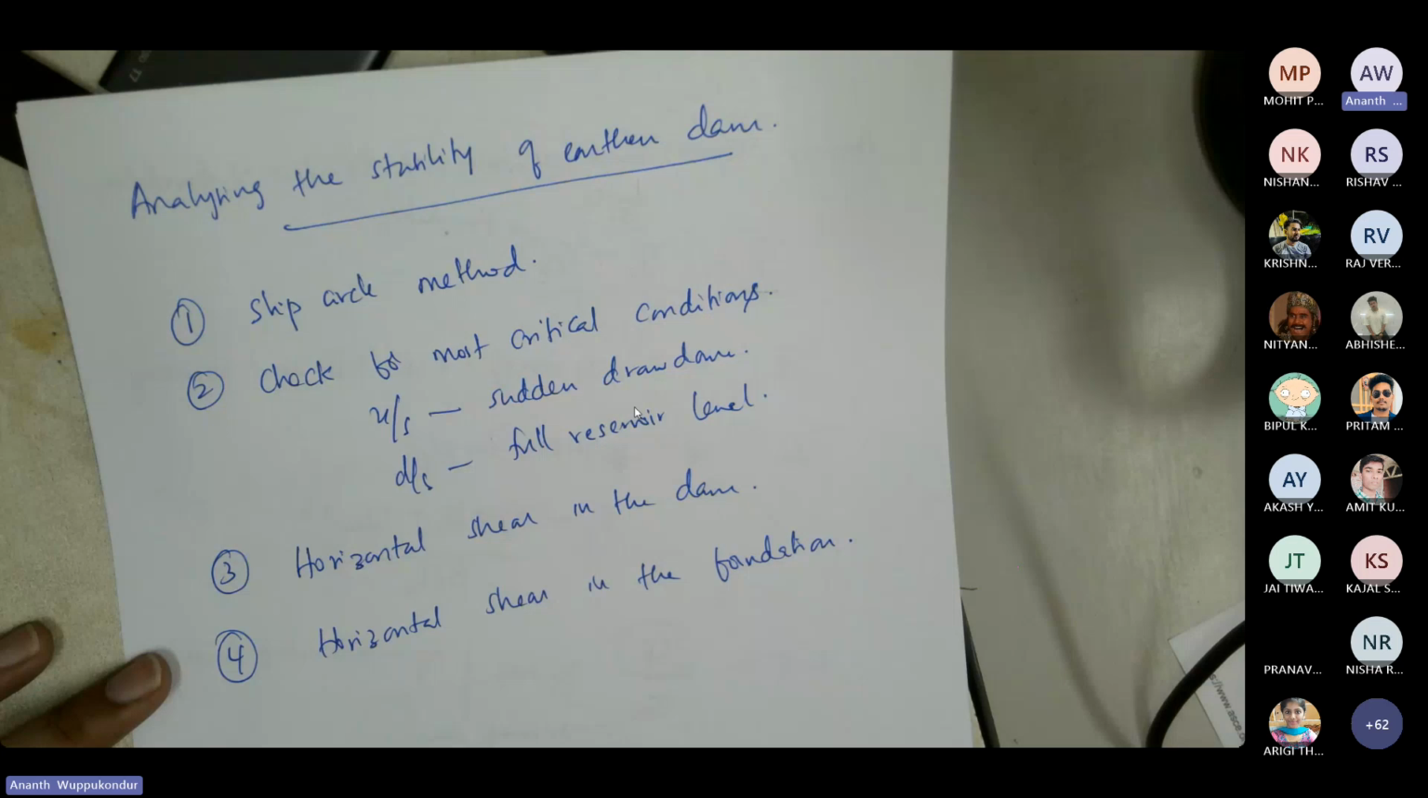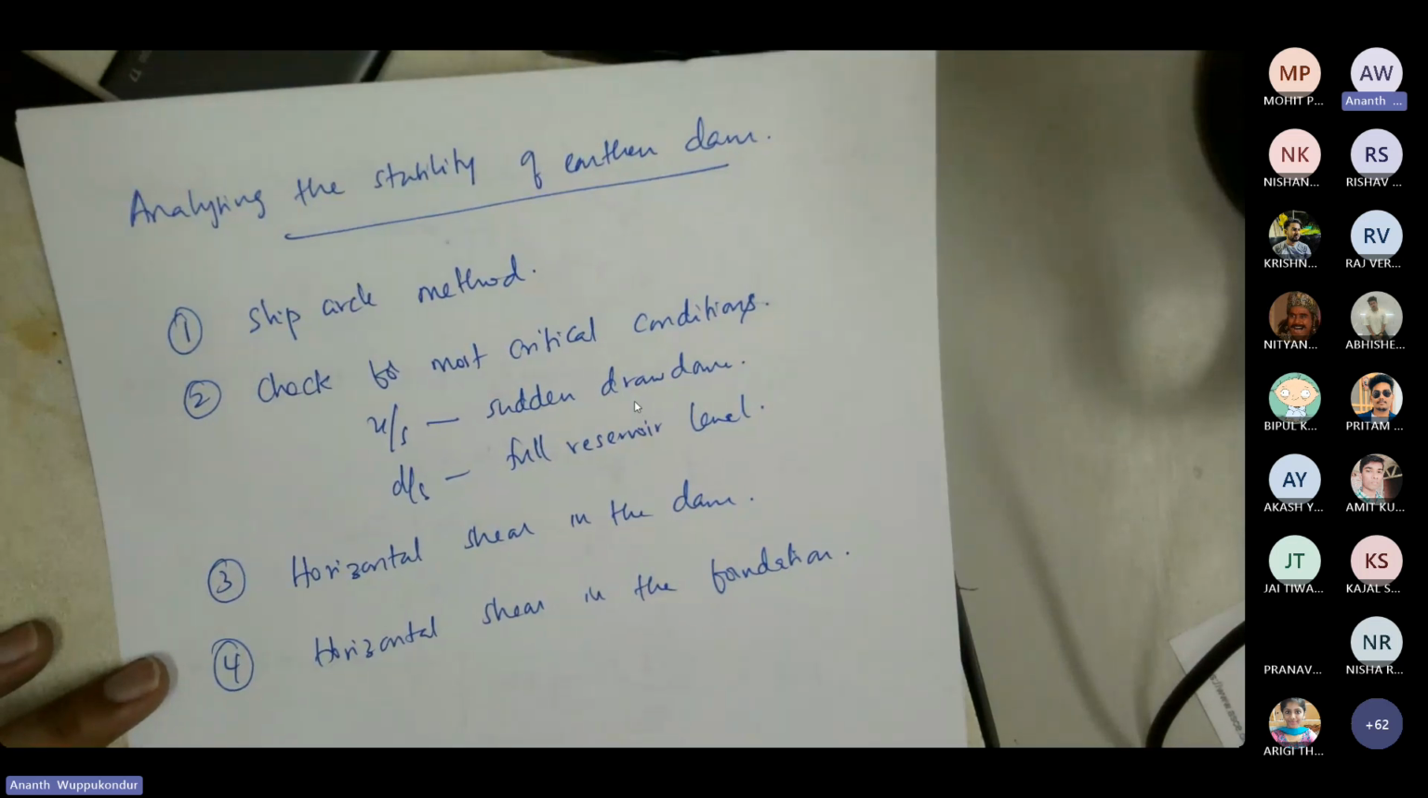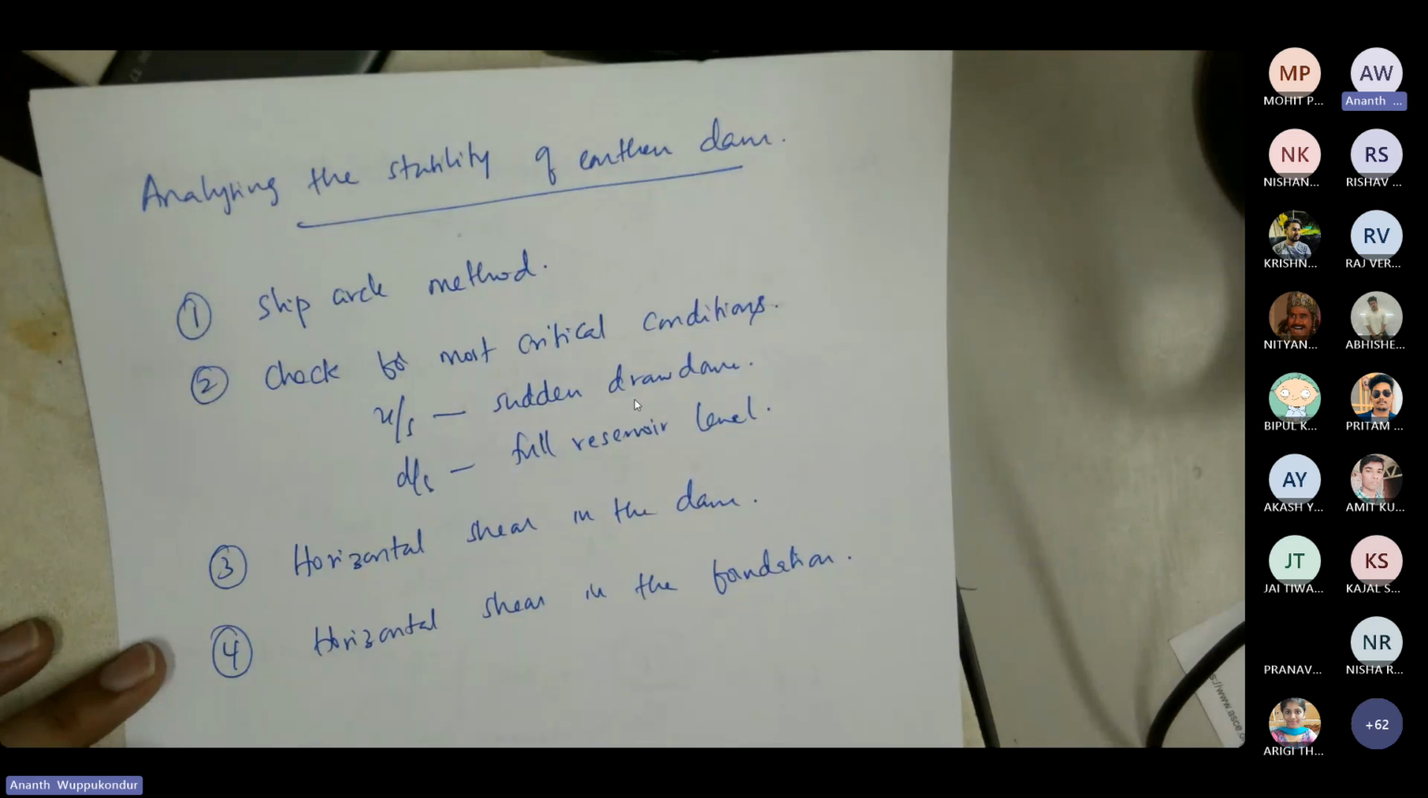So if there is a design question on checking the stability of an earthen dam, you need to do all four checks, starting with the slip circle method. Make sure the dam is stable, the upstream and downstream slopes are stable, and then check for the most critical conditions by considering the pore pressures. And the next step is to check for horizontal shear in the dam and horizontal shear in the foundation.